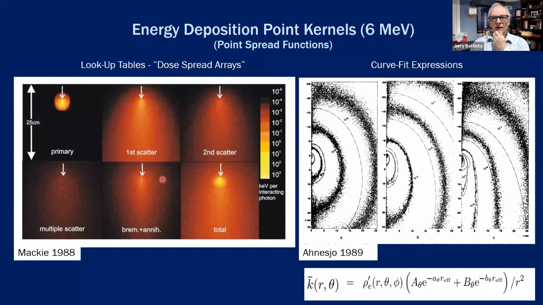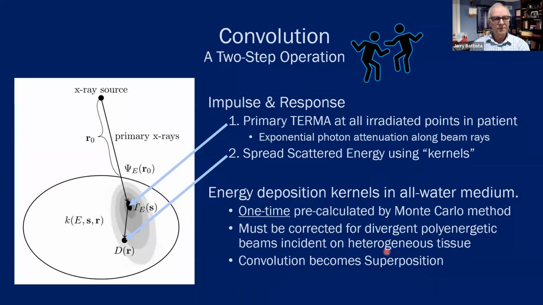And then later, Anders Ahnesjö did curve fit expressions that represent this very well, and the expressions are really nice. They're basically just two exponentials, and they describe the hot spot here and then a long tail for the photons. So this is quite useful when you're doing calculations.